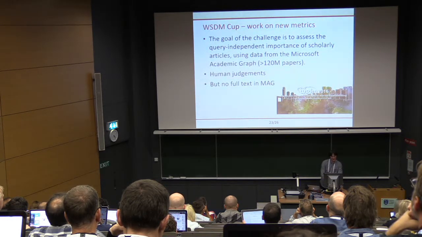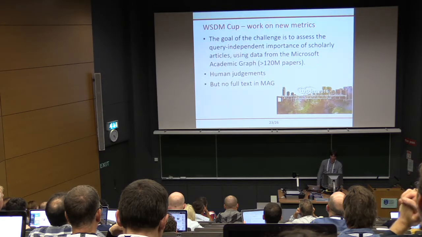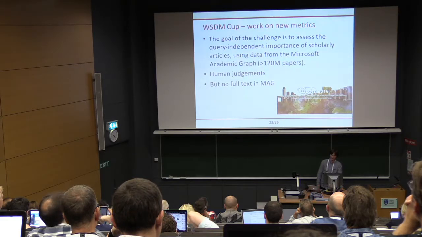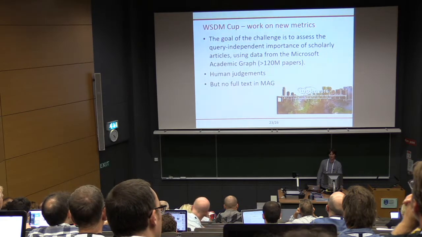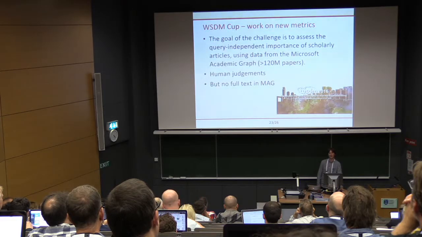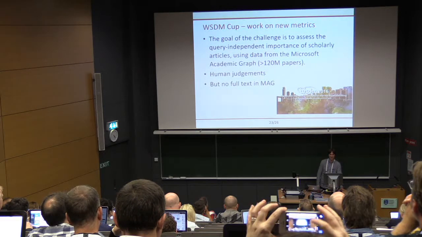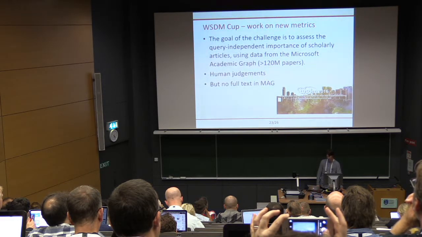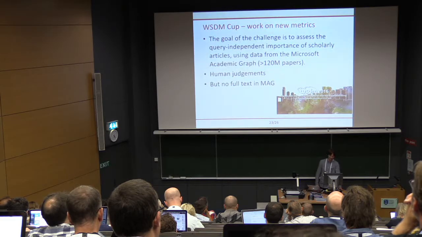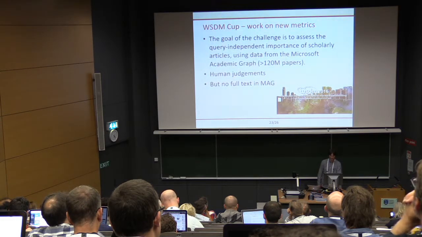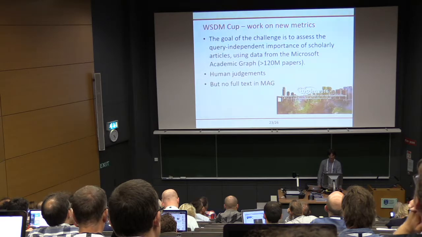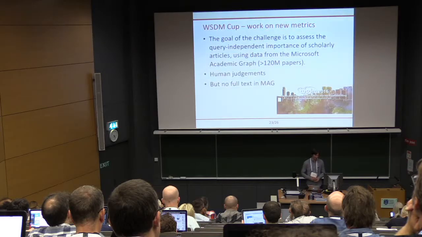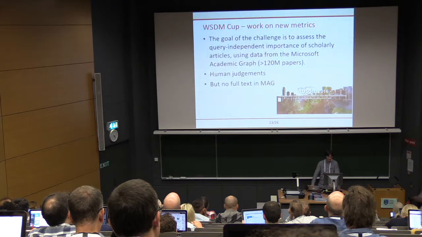What the Wisdom Cup did is that Microsoft Academic Graph was made available to everyone openly, and there was a set of human judgments on each article, which were not known to the participants of the Wisdom Cup. The Wisdom Cup is a competition, so there were about 35 teams which participated, trying to develop new research impact metrics, and we participated in the competition, and we ended up among the finalists of the event, and that was based on the human judgments and evaluation.